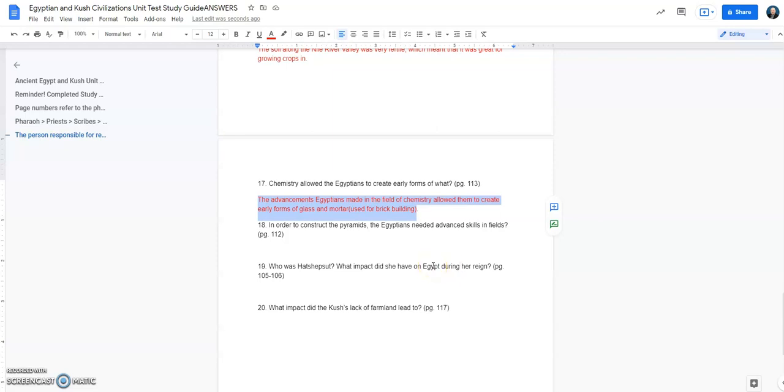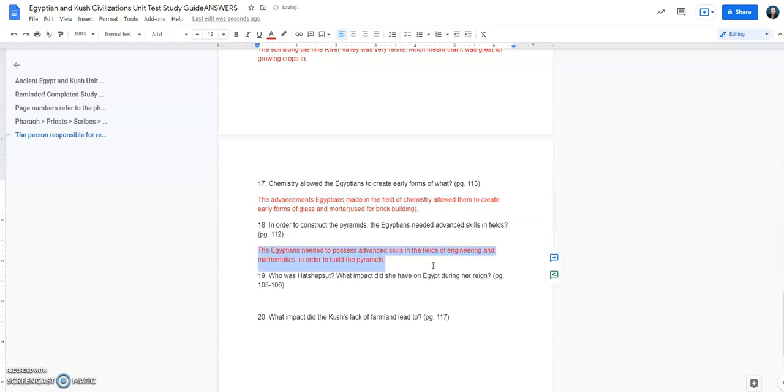18. In order to construct the pyramids, what advanced skills would the Egyptians need? Well, the Egyptians would need advanced skills in engineering and mathematics, right? They need to be able to make sure that everything fits together, that things aren't going to crush each other with these huge weights, and they need to know how to build it. How are you going to move these big stones? How are you going to stack them so they're all aligned? So yeah, they had to have really advanced skills in mathematics and engineering.